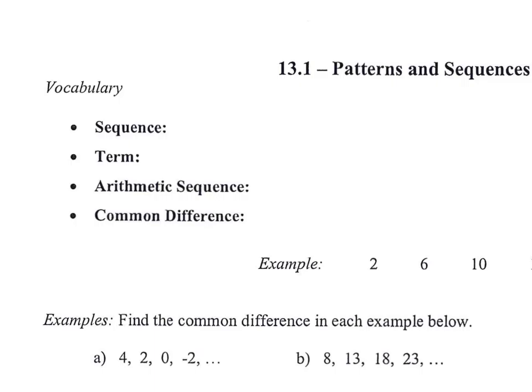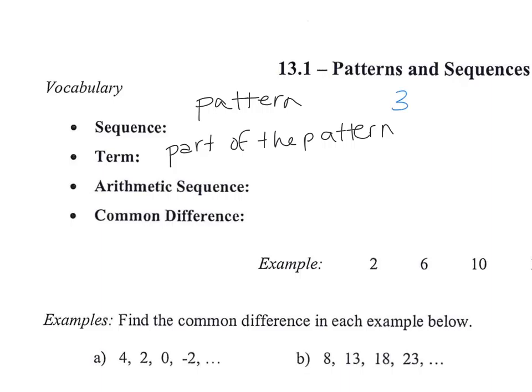A sequence is a pattern. A term is a part of the pattern. So, for example, if you have the sequence 6, 9, 12, this is a term, this is a term, this is a term.